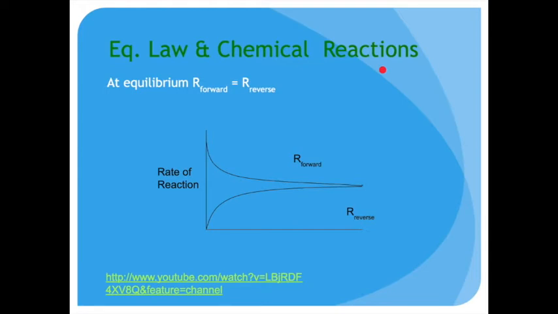Let's take a look at this now from a graphing perspective. In chapter 6, we learned that the rate of the forward reaction decreases with time because it becomes harder for the reactants to find each other. This also means that the concentration of products starts building up. As the concentration of products starts building up, it's possible for the reverse reaction to occur. The reverse reaction requires products to be present before it can occur.